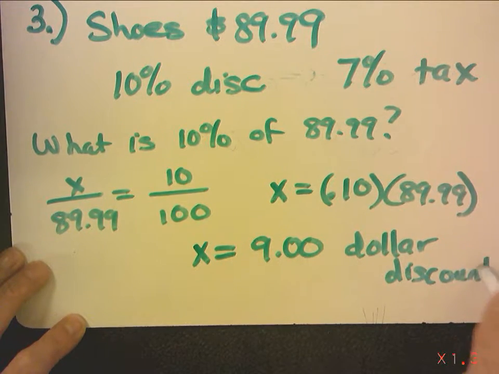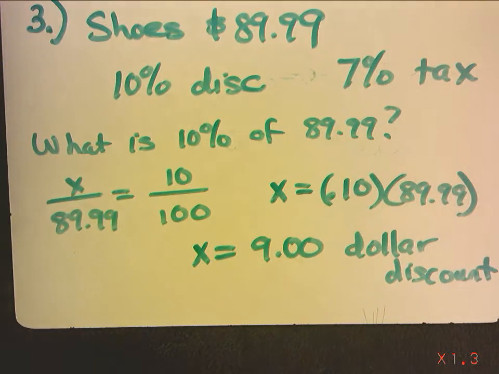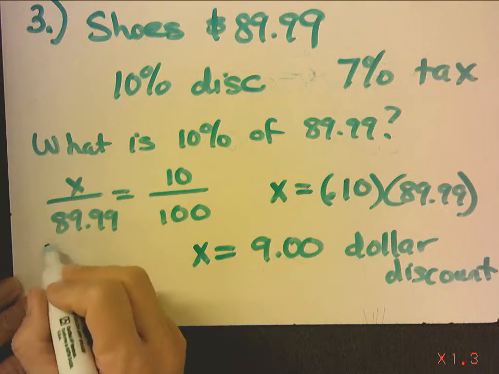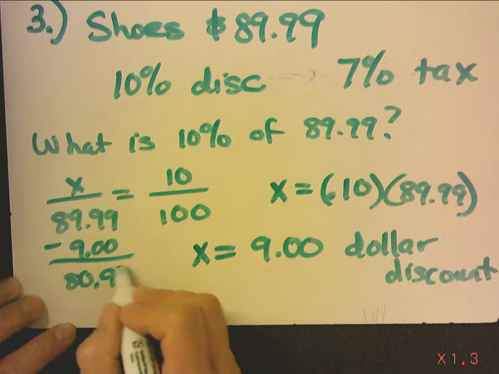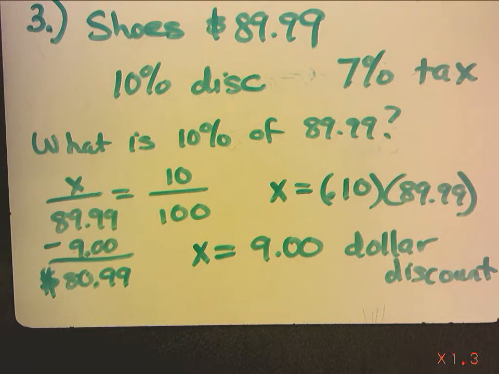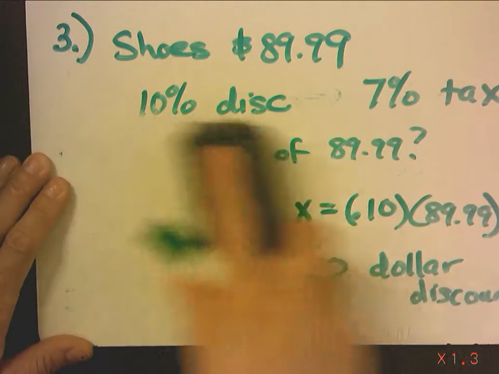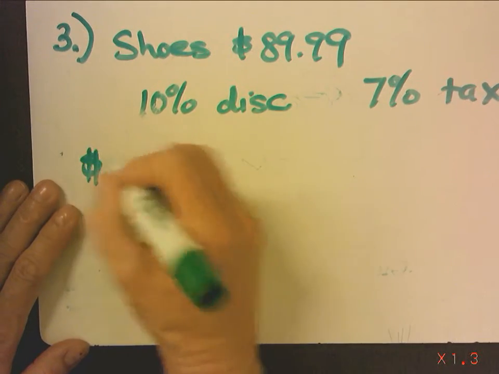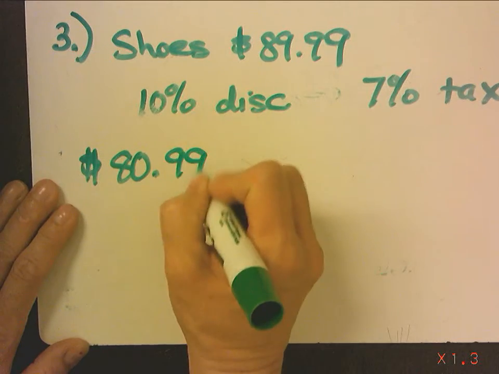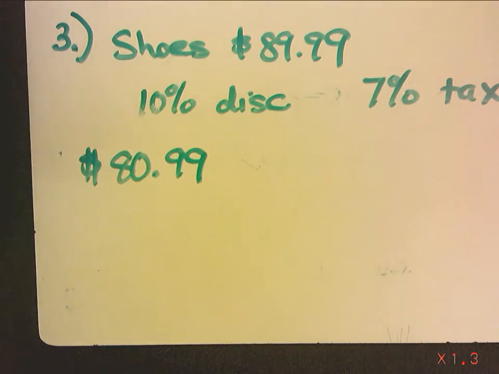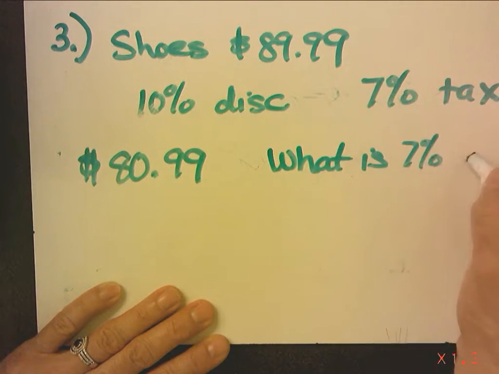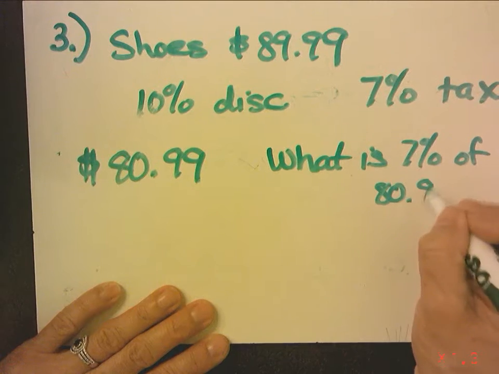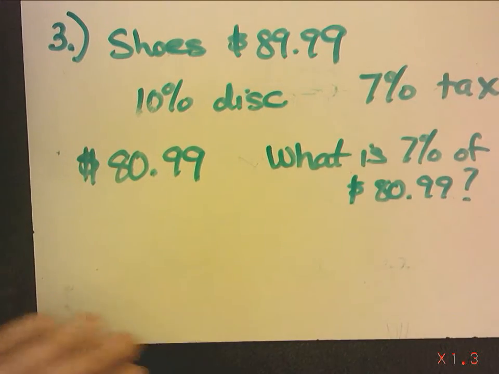Now, unlike sales tax, discounts get subtracted. So I take $89.99, I subtract $9, and $80.99 is my discounted price. Okay? So now I take my discounted price of $80.99 and I ask a new question. What is 7% of $80.99? Again, two ways to do that.